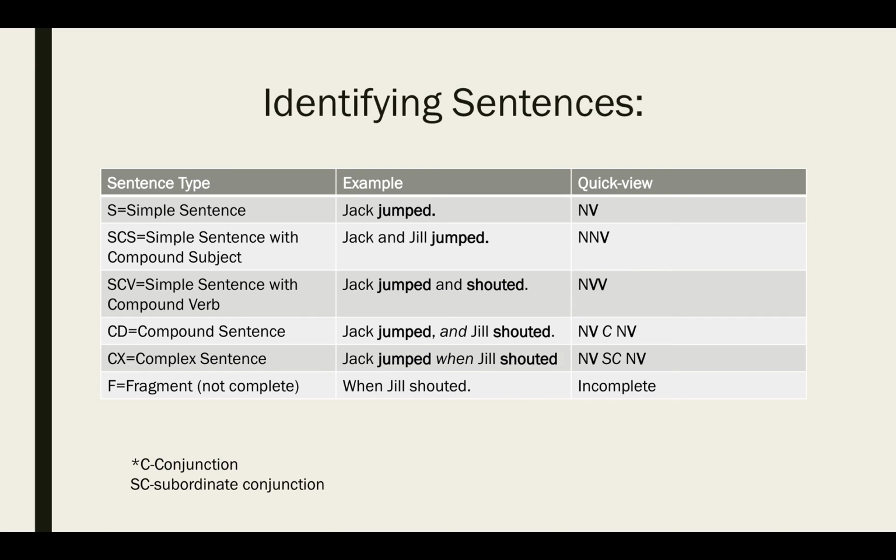One big thing we've learned to do this chapter is identifying sentences. If you would look over this chart, it is just an example of the different kinds of sentences we learned how to identify. Remember that this exercise happens separately from our classifying. This is a separate exercise. We are given a sentence. We have to decide, is it a simple sentence? Is it a simple sentence with a compound subject, with a compound verb? Is it a compound sentence, a complex sentence, or a fragment? I will give you some more tips for these in class on Monday.